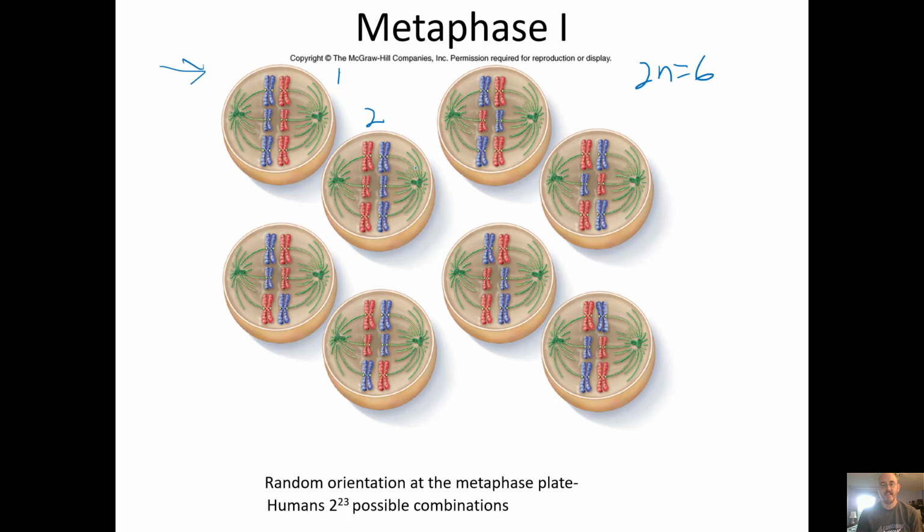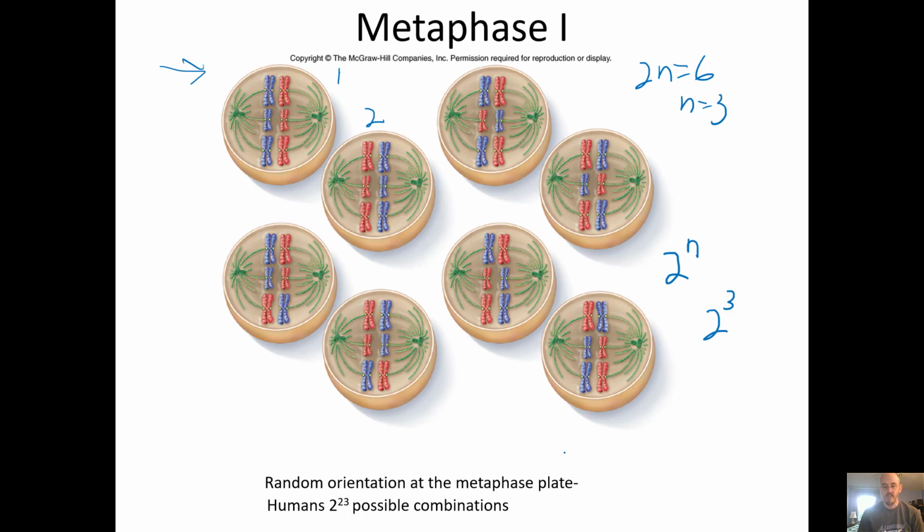And the way to calculate how many possibilities there are for this is to take 2 to the haploid power. So for example, 2n equals 6, so n equals 3, so 2 to the third power is how many different combinations you could get through independent assortment. So 2 times 2 times 2. So 2 times 2 is 4 times 2 is 8, and you'll notice there's 8 different combinations shown here.